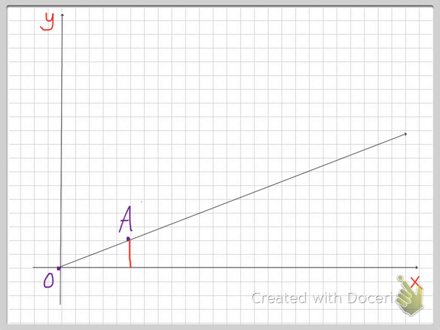I can actually use the x-axis for another ray in my dilation right here. So there's another ray. So we are going to call this point, point B, right here. Okay, so I have a segment joining A and B. We're going to use a scale factor R equals 2 for this example. And so I want to find A prime and B prime.